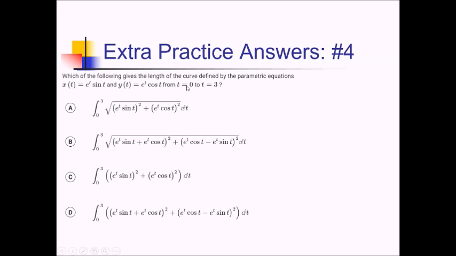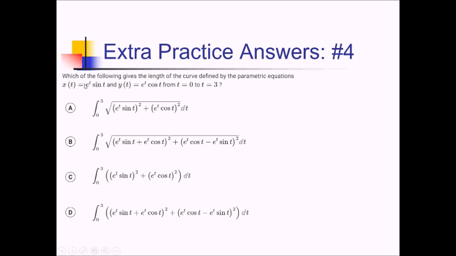For this one, we want to know which of these integrals gives the length of the curve defined by these two parametric functions from 0 to 3. So we already know we're going to have an integral from 0 to 3 if the answer choices didn't make that clear. But inside, we're going to have the square root of x prime squared plus y prime squared. So that means we need to figure out what x prime and y prime actually look like.